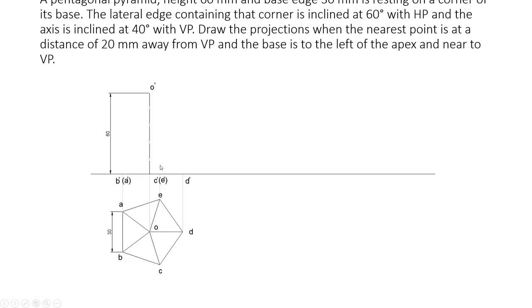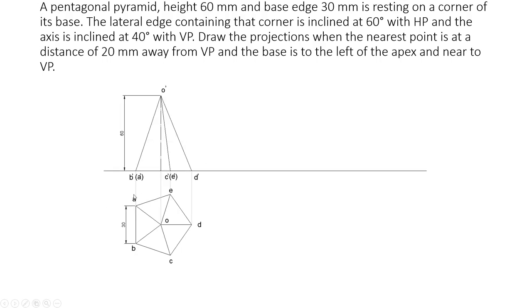Now since the height of the object is given as 60 mm, from this point you mark the height of the object, 60 mm. Use a chain line to represent the axis. Now this is the apex and it is O dash. Do the dimension 60 mm. Now you project all these points and name these points here. Since this is the front view and this is the top view, if you see from the front, you can see the front view.